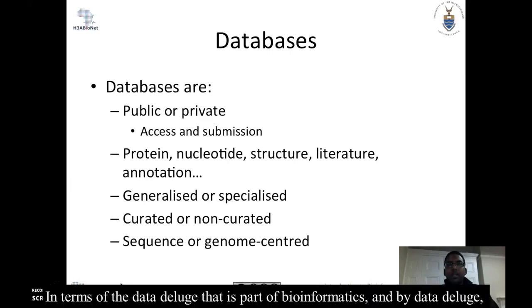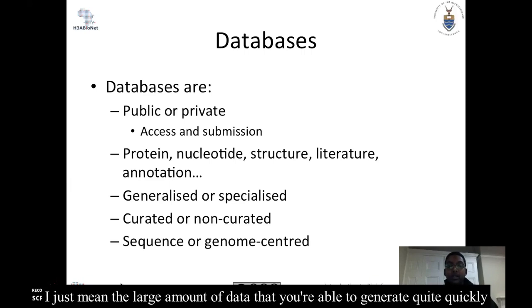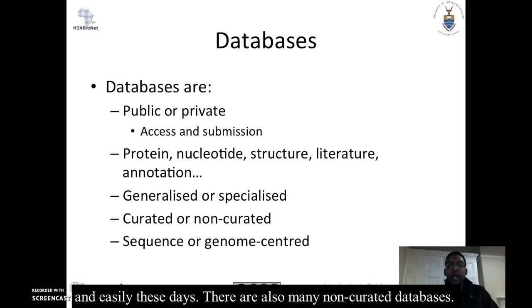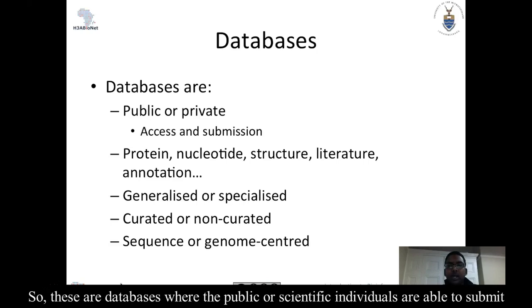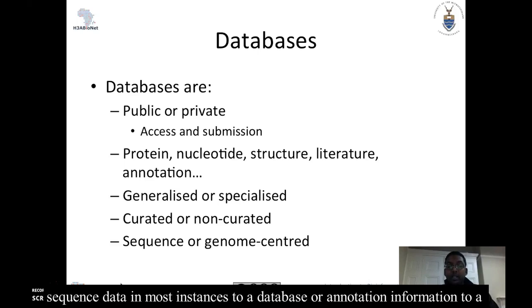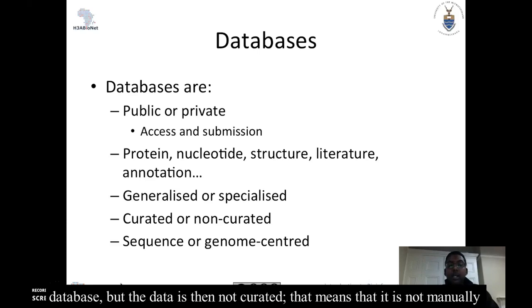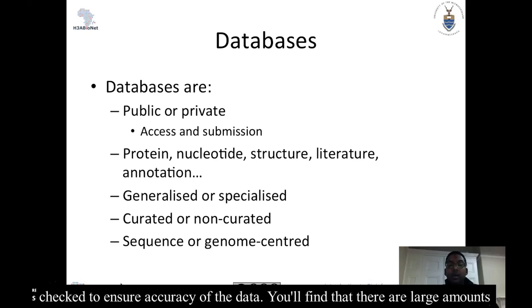Now, in terms of the data deluge that is part of bioinformatics, and by data deluge, I just mean the large amount of data that you're able to generate quite quickly and easily these days, there are also many non-curated databases. So these are databases where the public or scientific individuals are able to submit sequence data, in most instances, to a database or annotation information to a database. But the data is then not curated. So that means that it is not manually checked to ensure accuracy of the data.